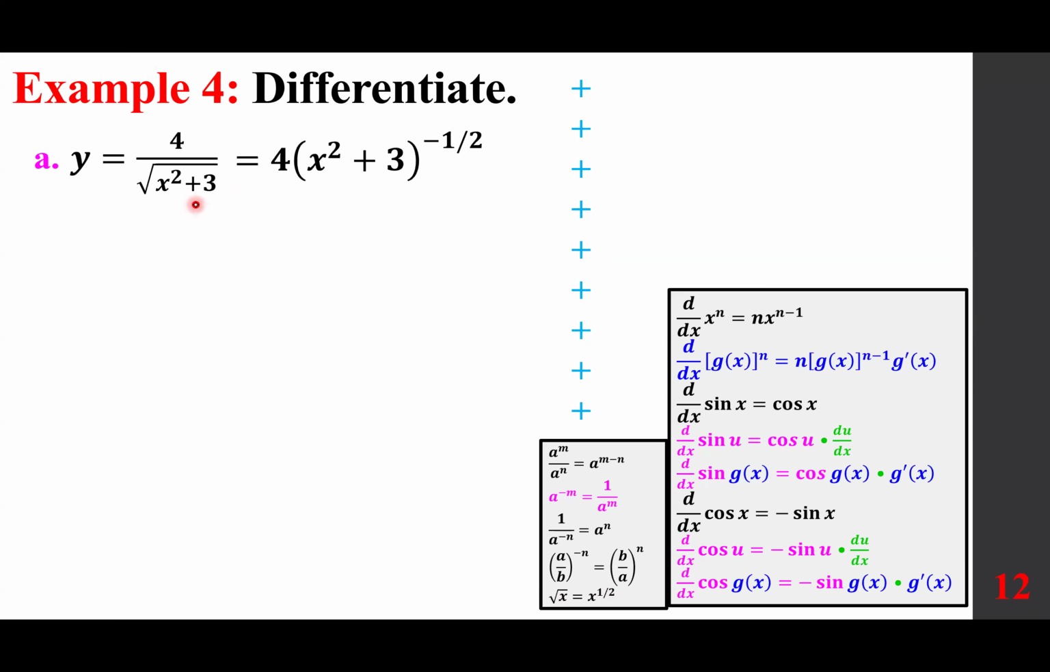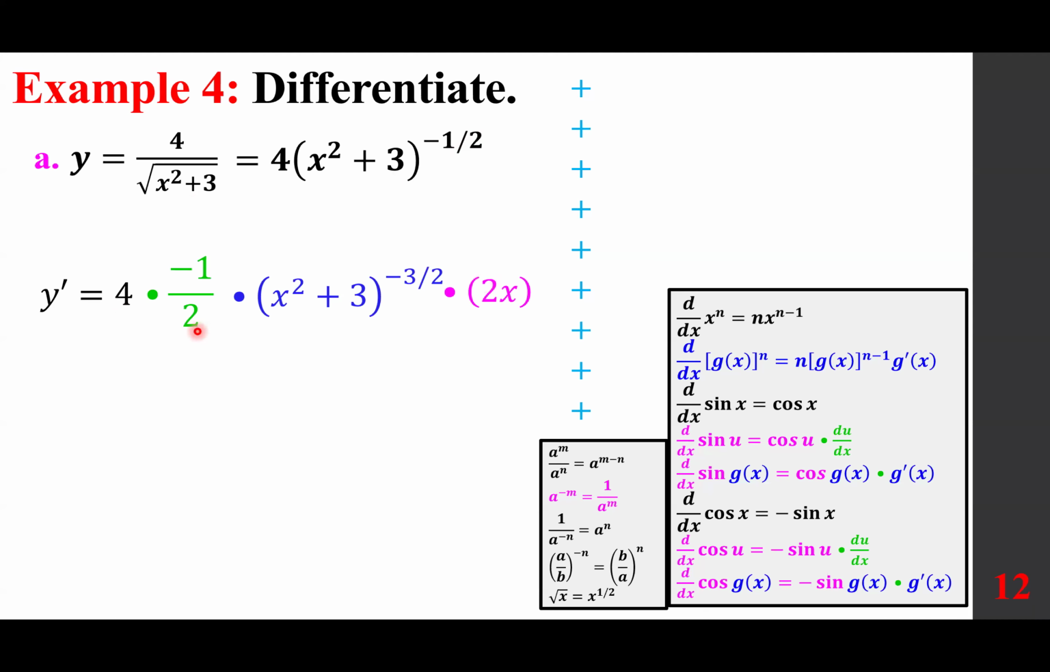So obviously we start with 4 when we want to differentiate, times negative 1/2, x squared plus 3, we're going to raise it to the power of minus 1/2 minus 1, negative 3/2. And now here's the chain rule, the derivative of the inside, 2x. We're done with calculus. We are going to finish the job with algebra.